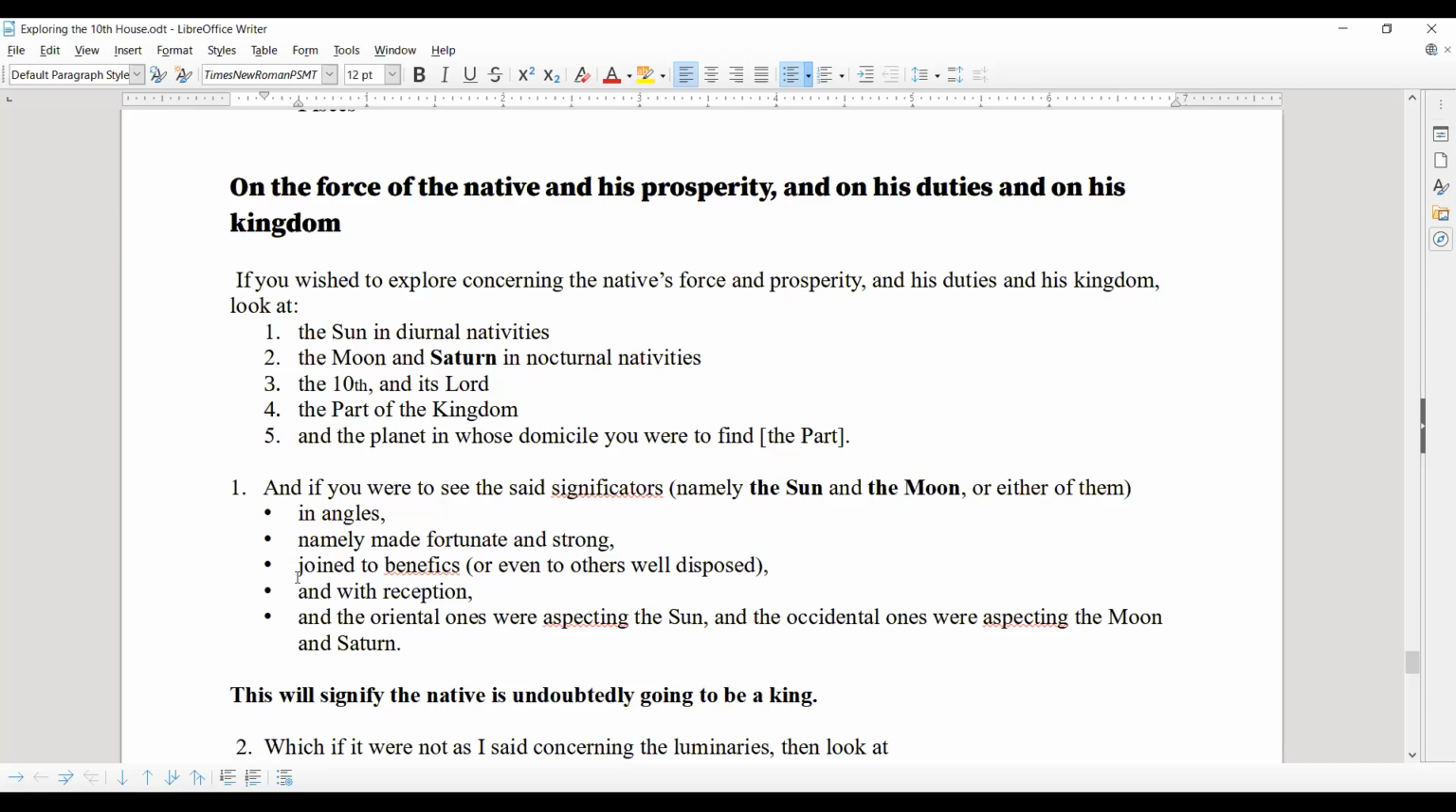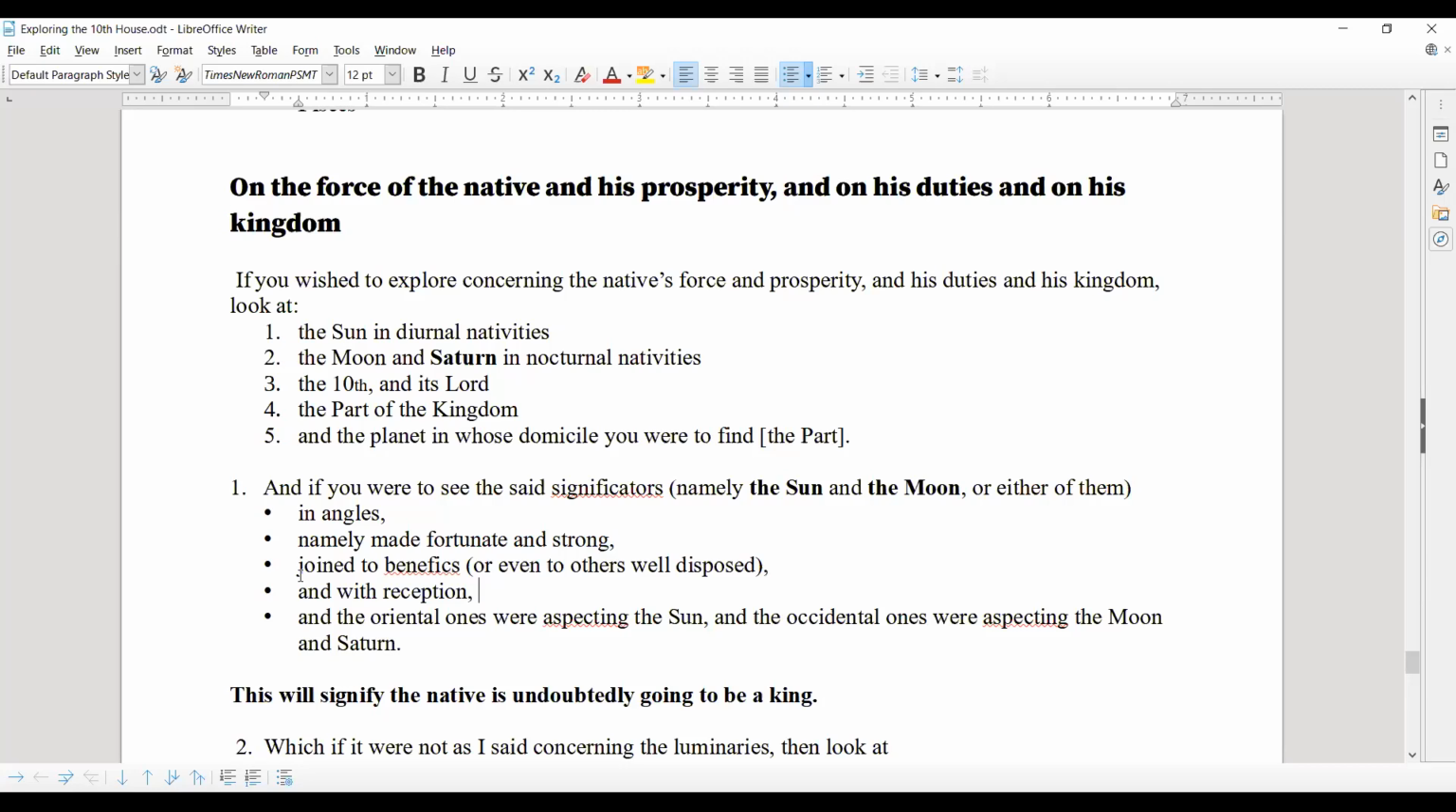Joined to the benefic, so that means either there's a trine or sextile from the sun to Venus or Jupiter, and there's a conjunction or trine or sextile to the moon. So square with reception, and there can be a square with reception. At this point, you all should know what all of that stuff means. We've talked about all of this. I've talked about reception. We know who the benefic planets are. We know what being made fortunate is about.